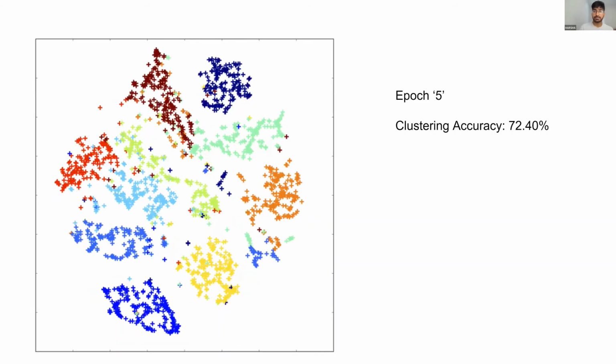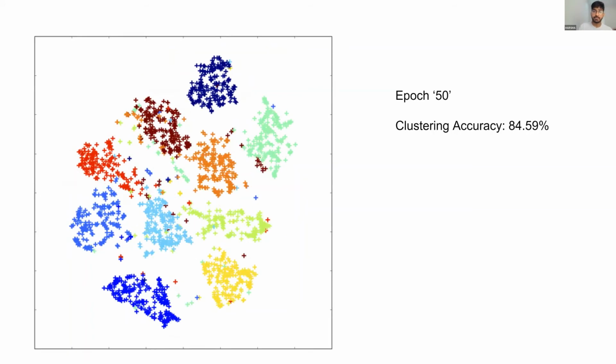Next slide. This is for 5 epochs, 72.40. The representation becomes better and better. Next slide. This is for 50 epochs. The clustering accuracy is 84.56. As you can see, the different classes are getting segregated from here. As we increase the epochs, the accuracy also increases. Next slide.